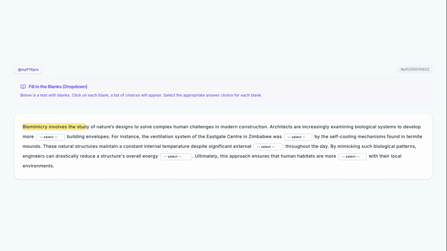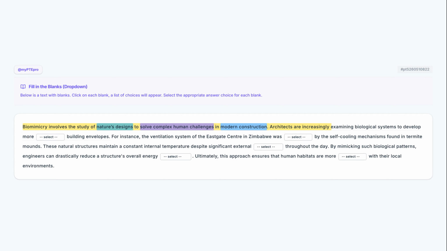Biomimicry involves the study of nature's designs to solve complex human challenges in modern construction. The sentence introduces the concept of biomimicry as a bridge between nature's designs and engineering needs. By aiming to solve complex human challenges, the text establishes that biological patterns are functional models used within modern construction.